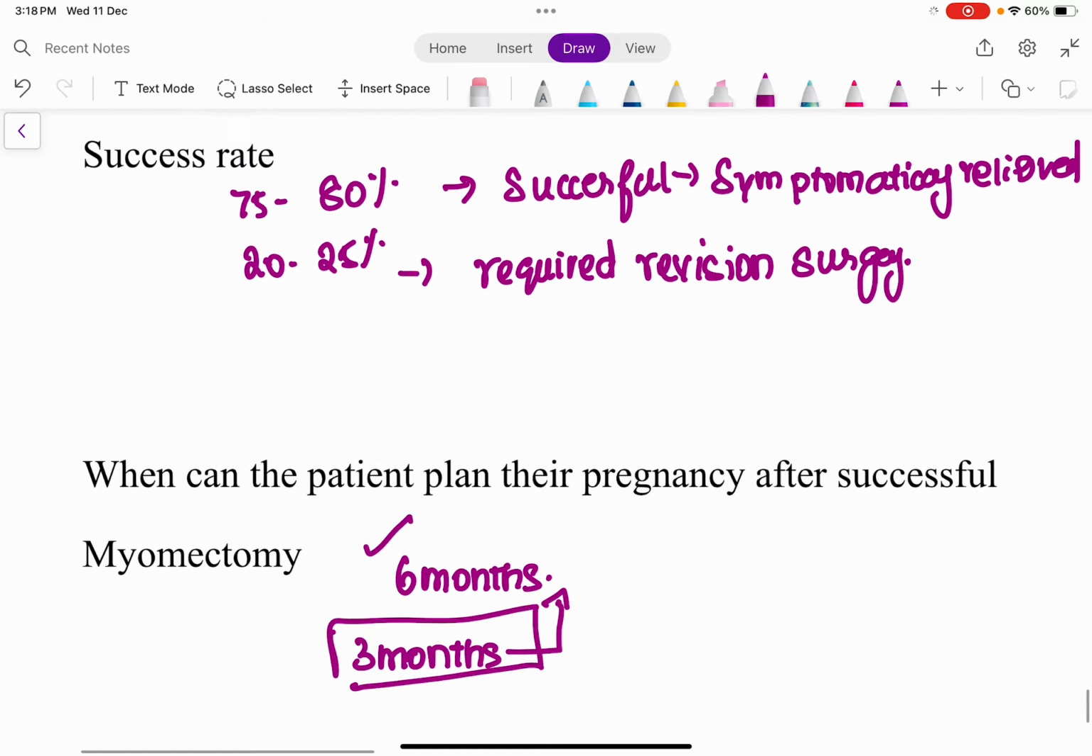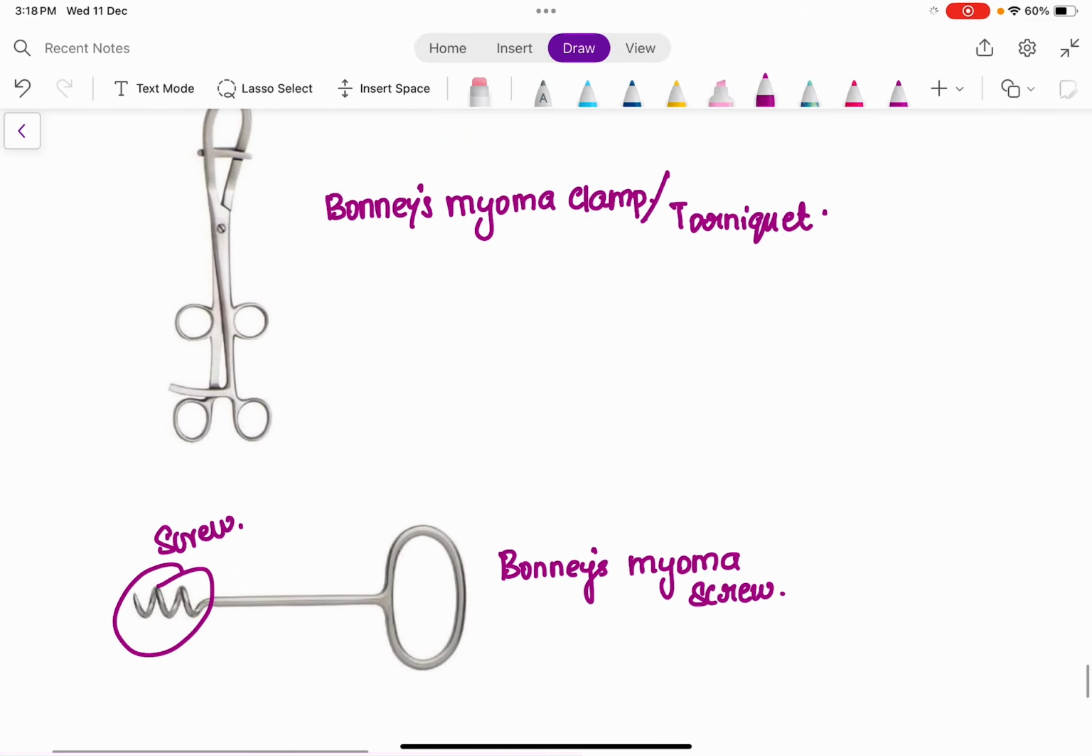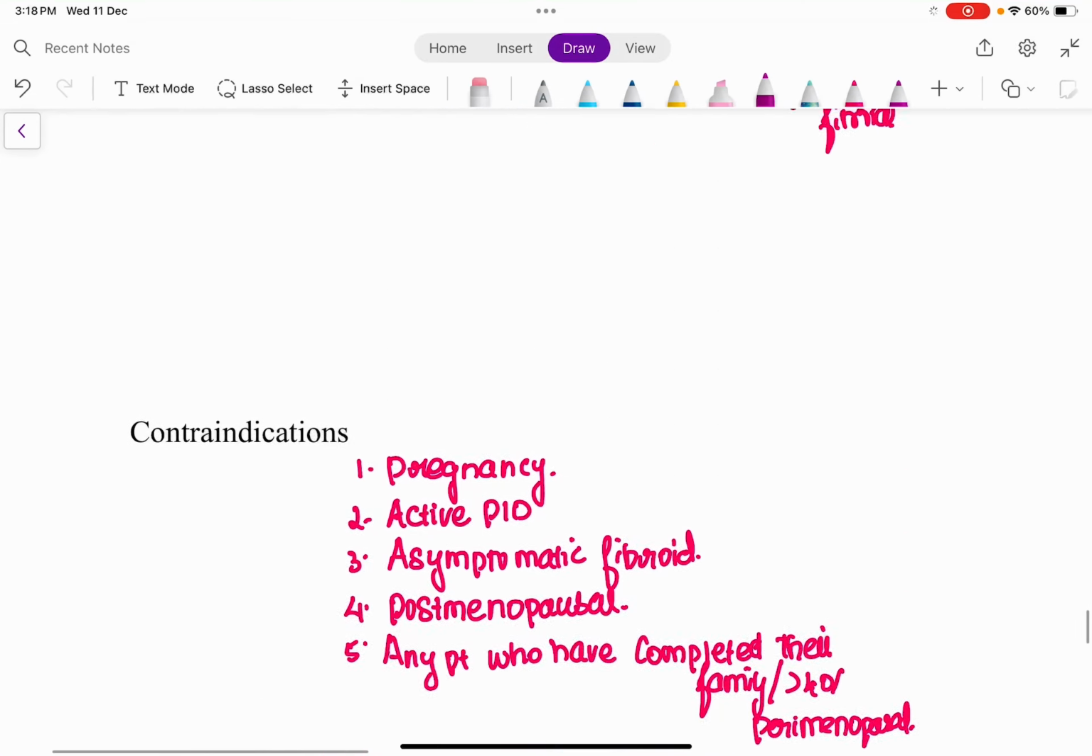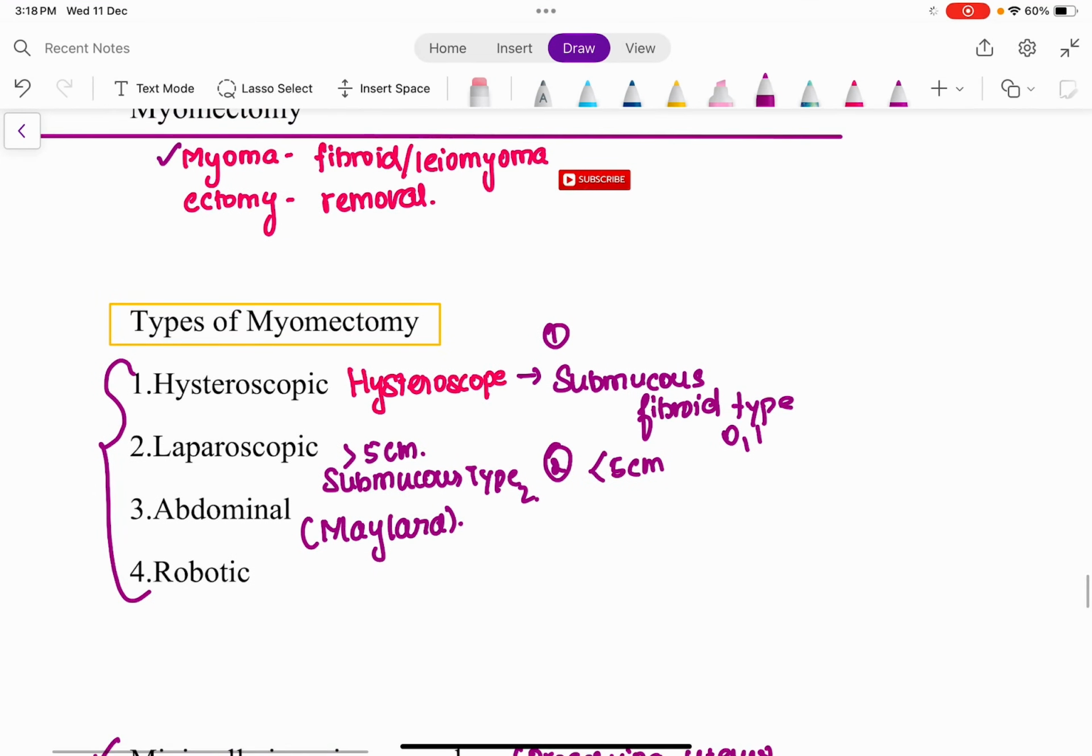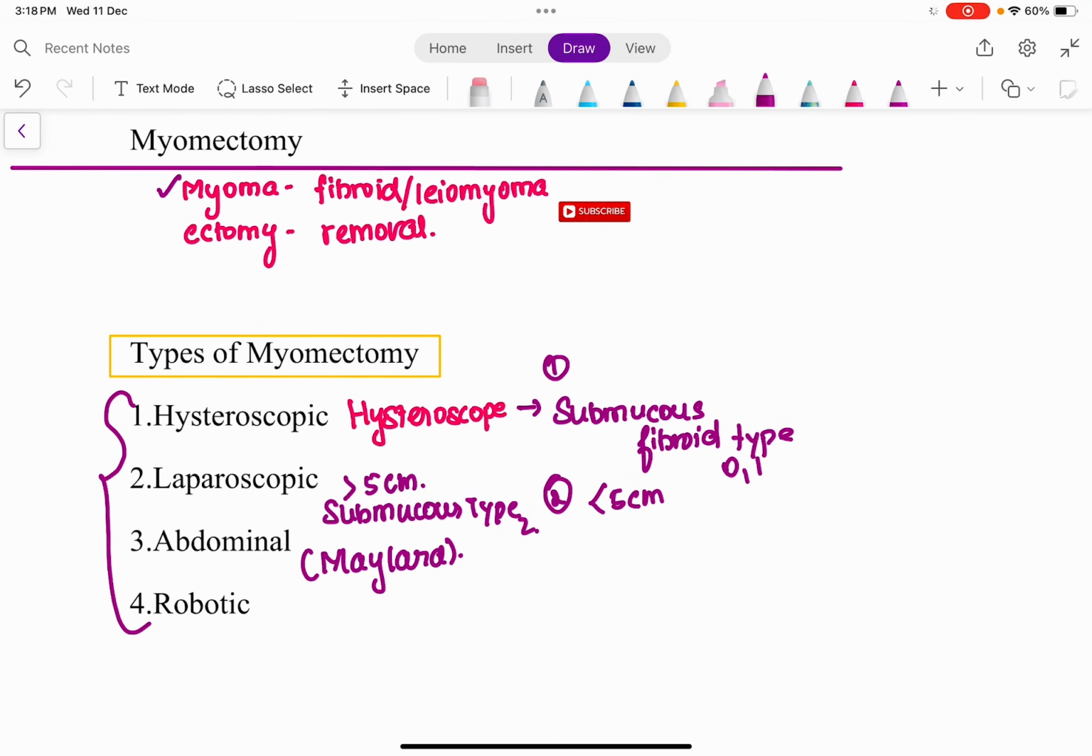So this is all about the myomectomy, which was a conservative management where you are enucleating the fibroid, at the same time you preserve the uterus as such. And this myomectomy can be done by laparoscopic, hysteroscopic, abdominal and robotic approaches as well. So I hope I have been very short and I gave you a gist about this myomectomy.